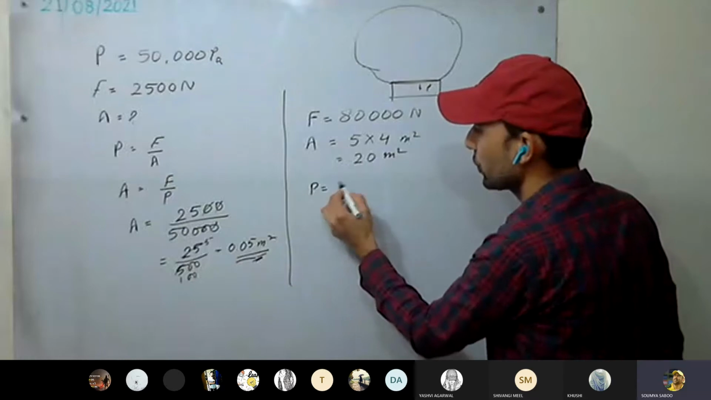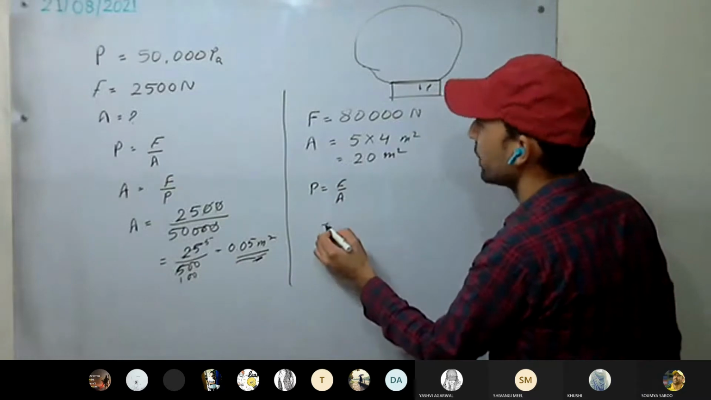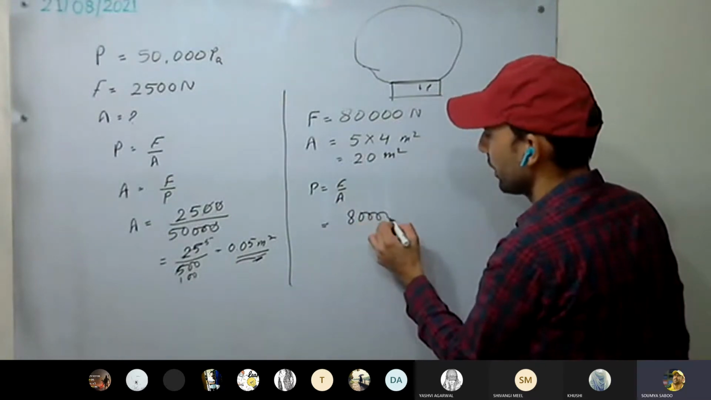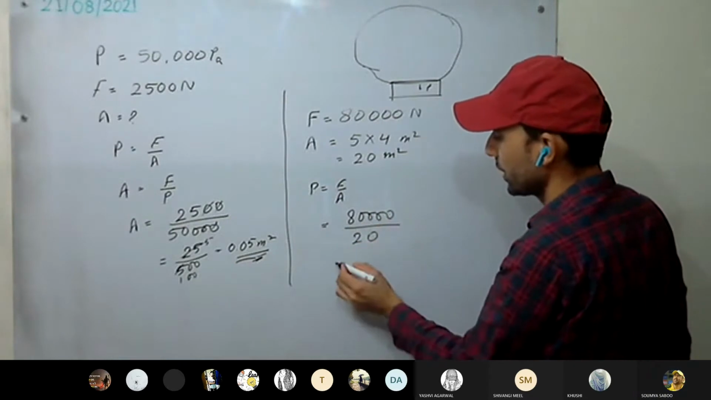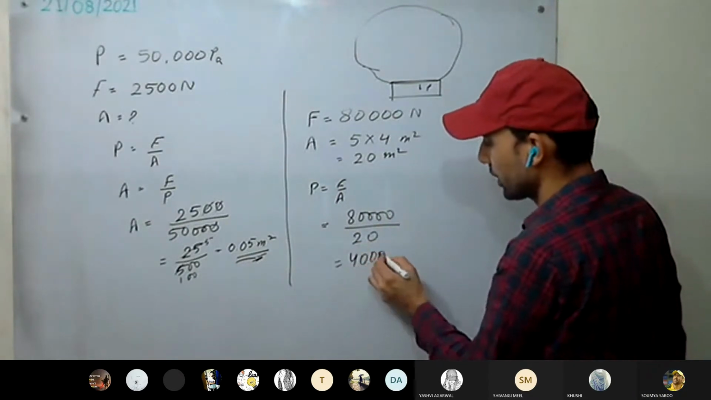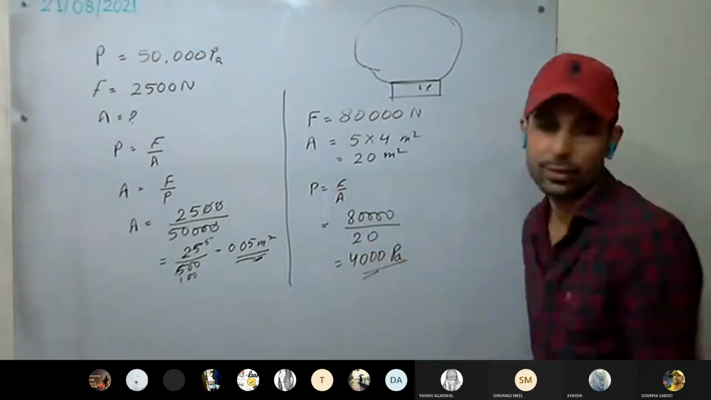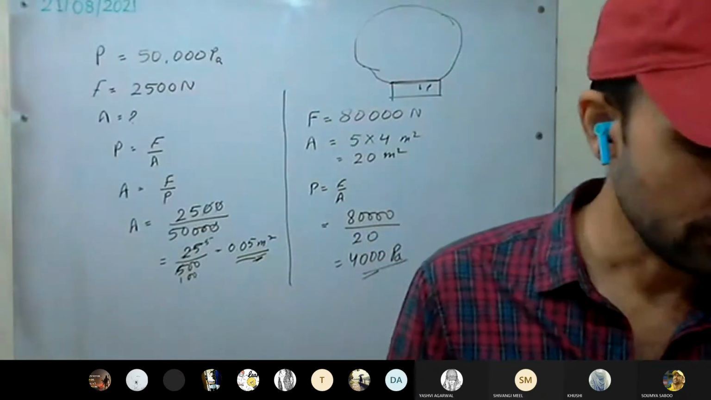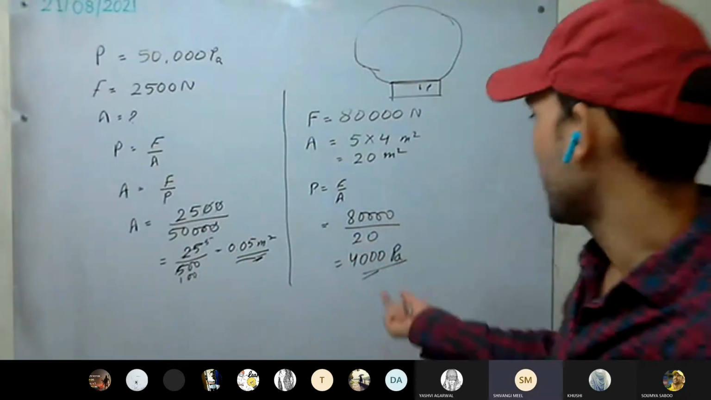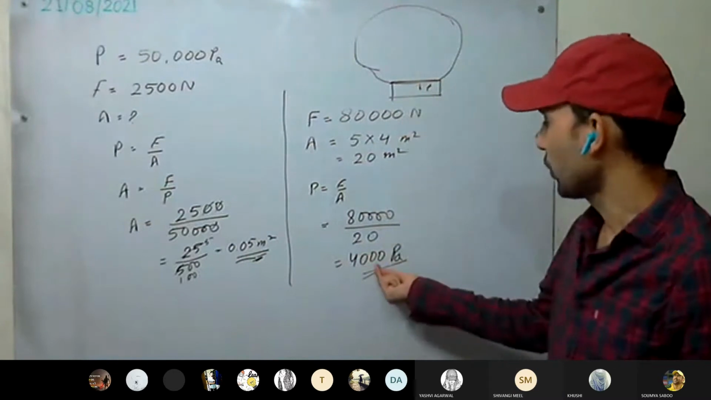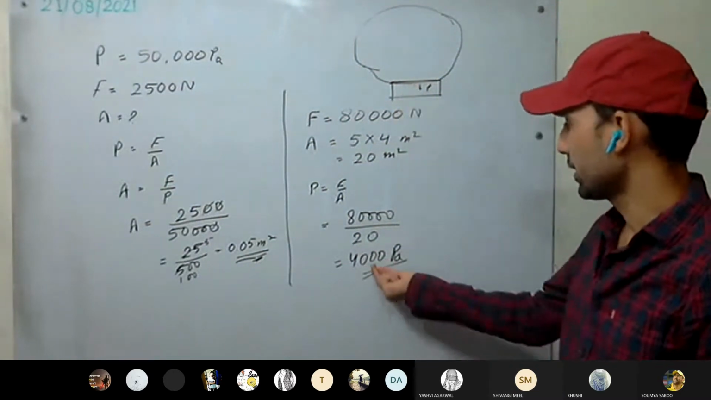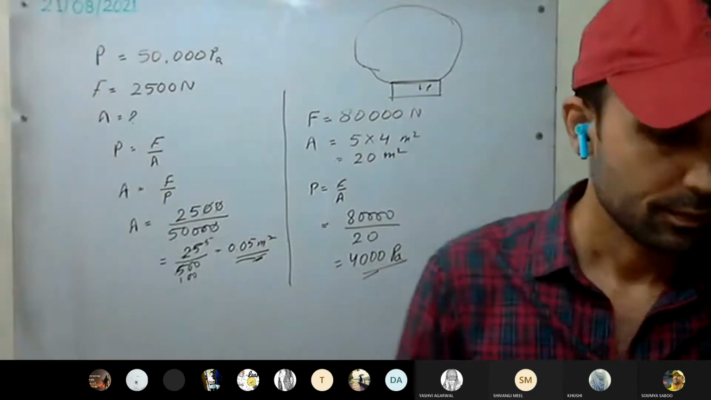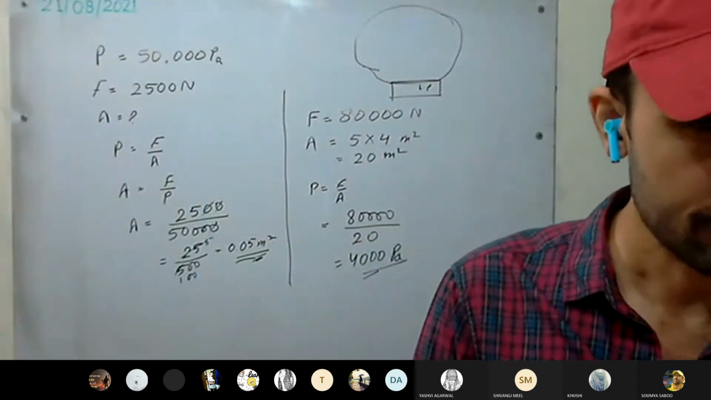So pressure equals force upon area, which is 80,000 divided by 20. So the zeros cancel. How much? 4,000 Pascals. Okay. Understood? This much force will be exerted. That is, 4,000 Newton of force will be exerted on 1 meter square. That is, this much pressure will be there. Okay, do the ninth one.